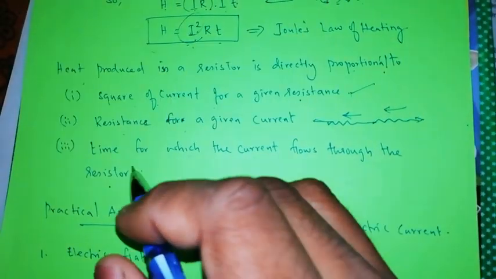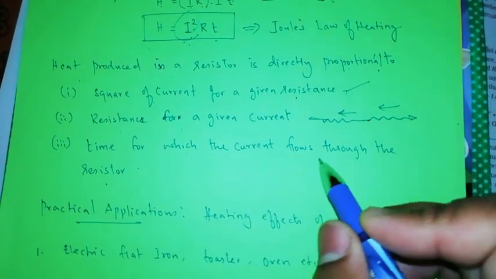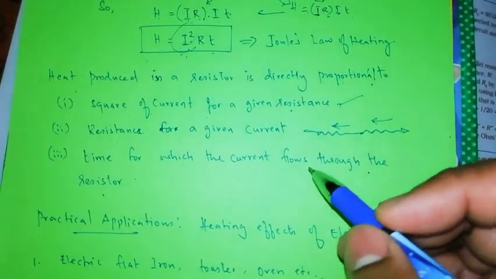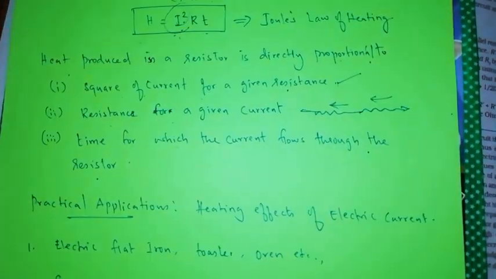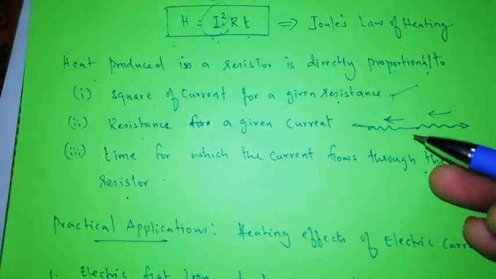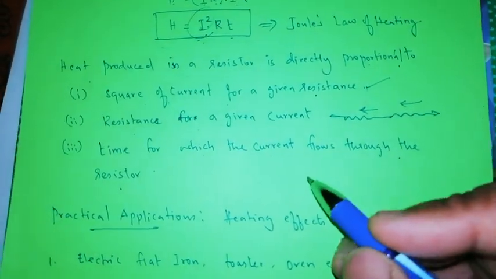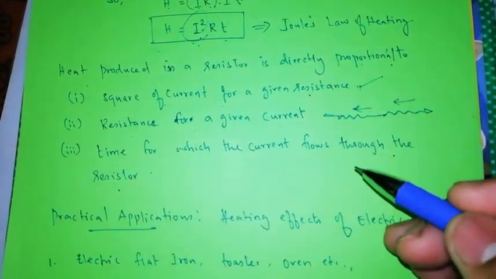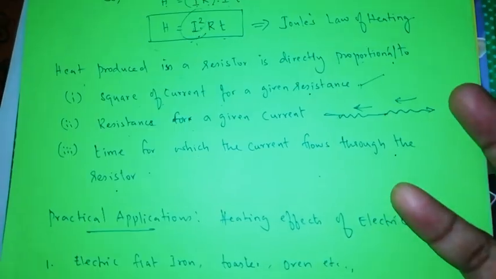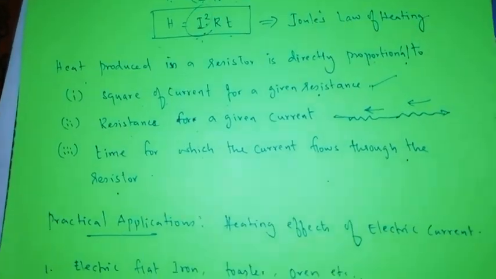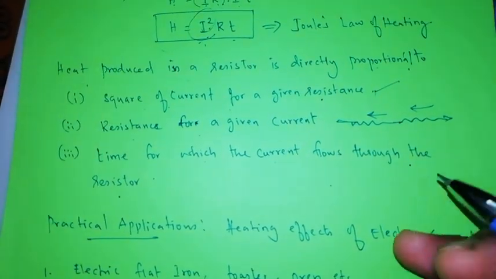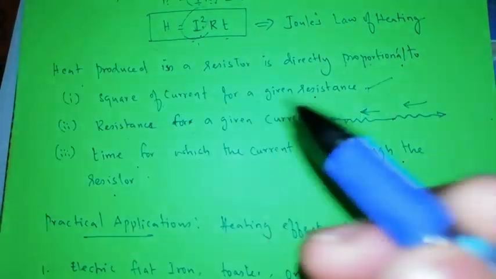Another very important thing is the time for which the current flows through the circuit. For example, if the fan is running for the whole day: 1 hour means a little amount of heat, 2 hours even more heat, 5 hours more heat. So it is directly proportional to the time also. That is what I want to tell you.